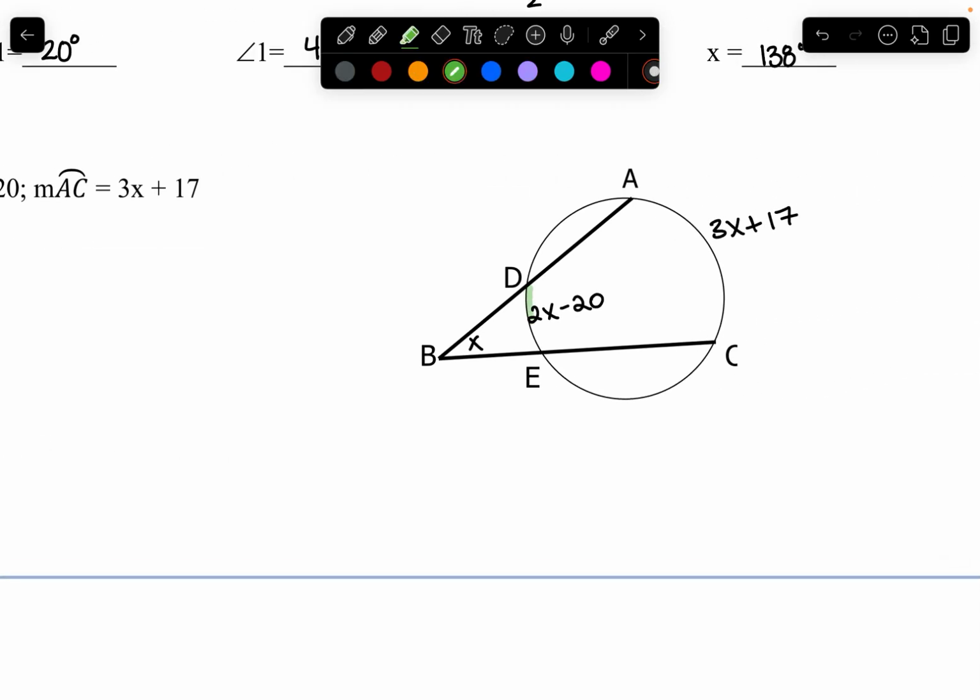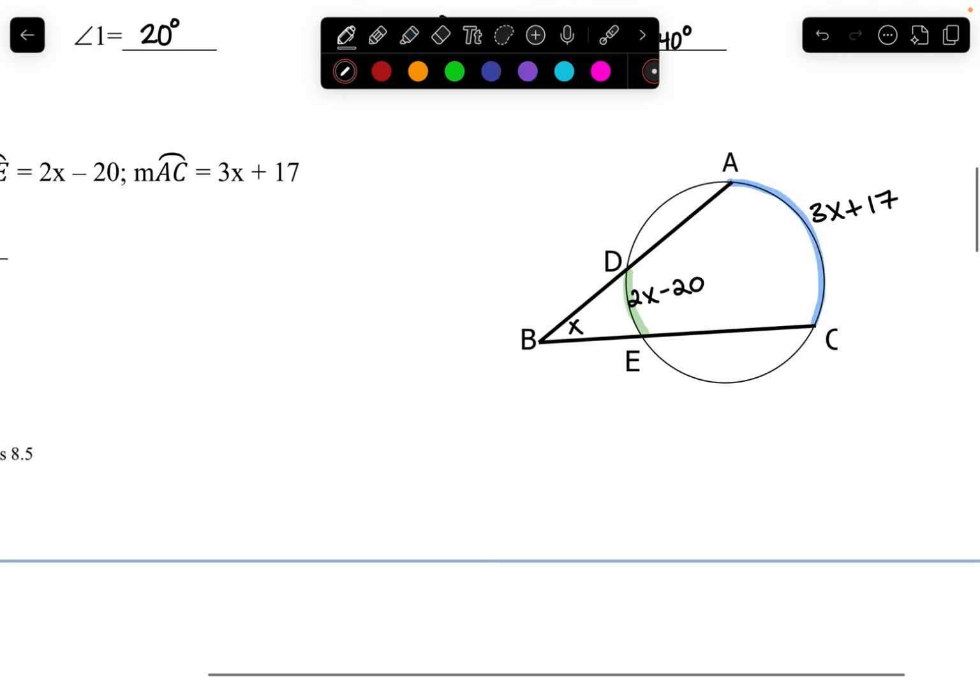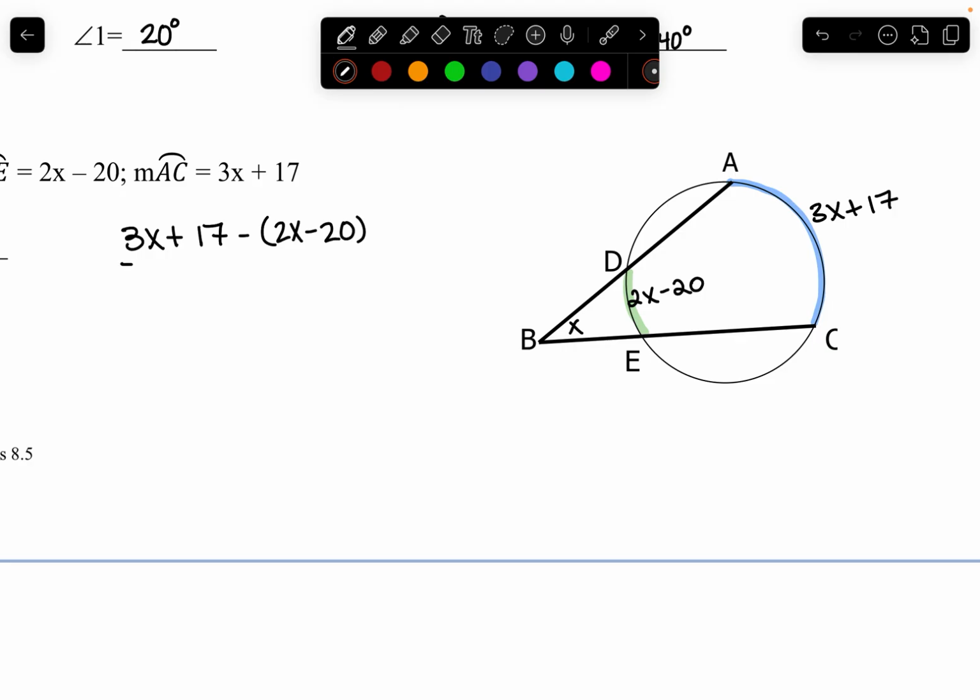So I have my small arc, and I have my large arc, and I have my outside angle. So what I have to do is subtract the arcs from each other. The problem we have here is my smaller arc is comprised of more than one term. It's a binomial. It's got 2 terms in it. So I have to put it in parentheses when I subtract. It does make a difference, and you will not get the right answer if you do not do that.